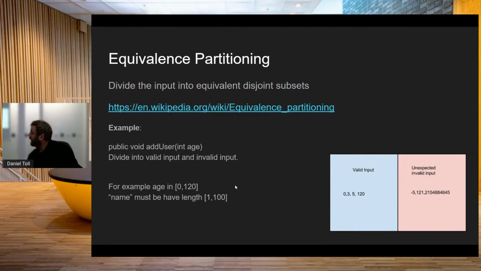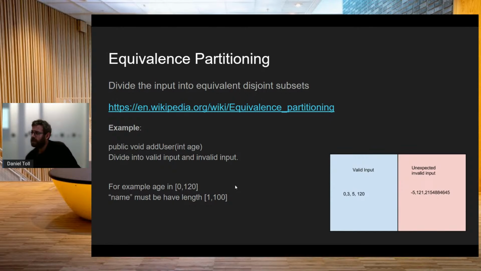For the example add user, where we have an age, we can say that valid input for an age is 0 or 3 or 5 or 120. It doesn't really matter as long as it's between 0 and 120. But -5 is not a valid age, and 2 billion is not a valid age for a human being either. 121 could be debated as a valid age or not.